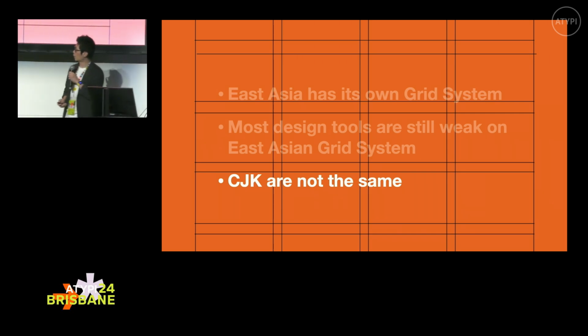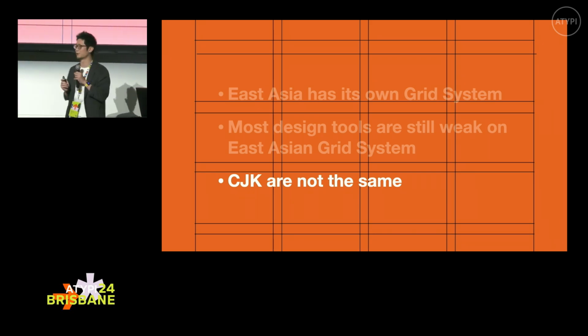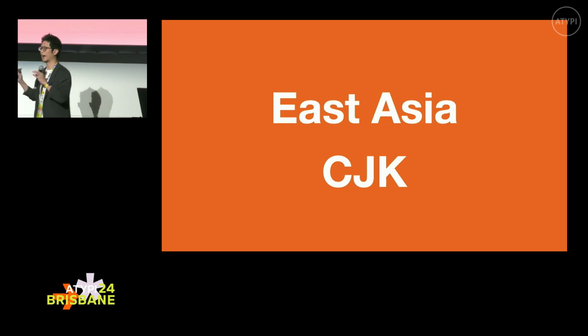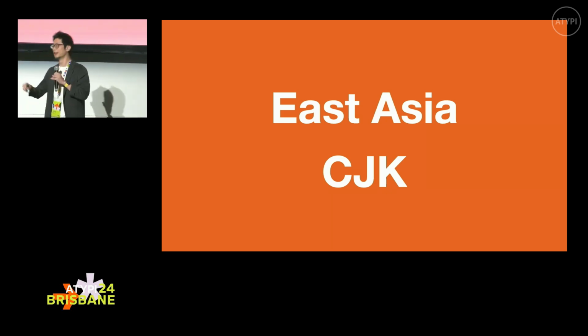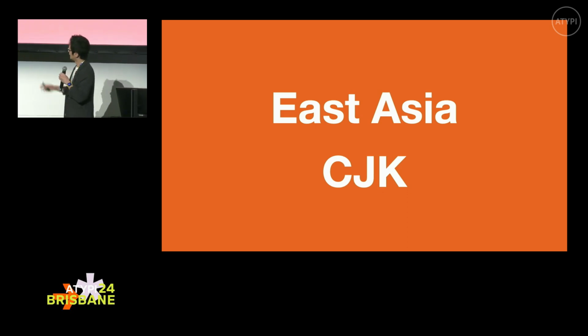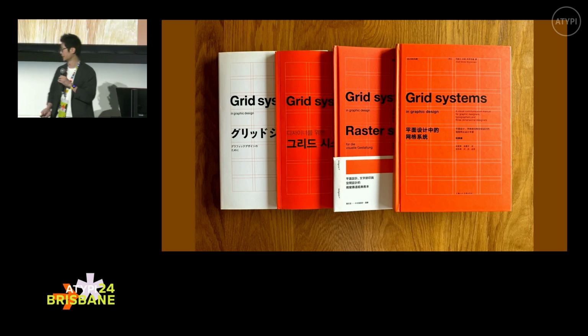So the third point here: CJK are not the same, which was also mentioned by our first speaker, Min Yong, on the first day. There are a lot of words. We hate the word non-Latin, okay? So we use East Asian, and then we have the words CJK, or maybe CJKV. CJK often means Chinese, Japanese, and Korean, but unfortunately, we are not the same.